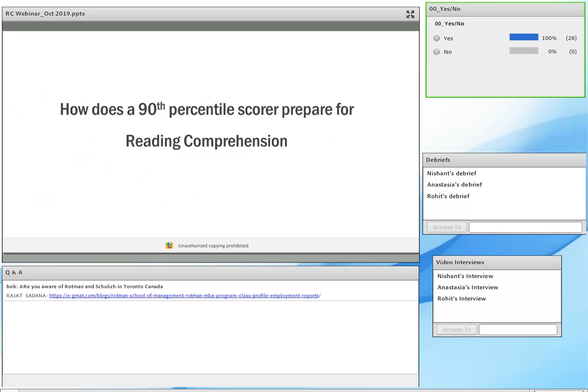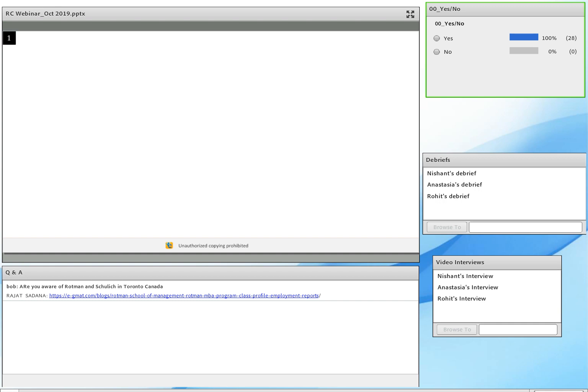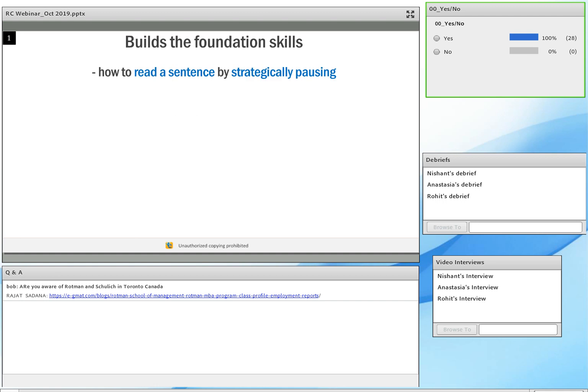Now let's talk about how a 90th percentile scorer prepares for RC. We've seen the impact of the process. You've seen that through the session, through the demonstration that I've done through 3 passages. You've seen that in the success stories that I've just shared with you. Now let's talk about how you can get there. The first thing that the 90th percentile scorer does is he builds his foundation skills.